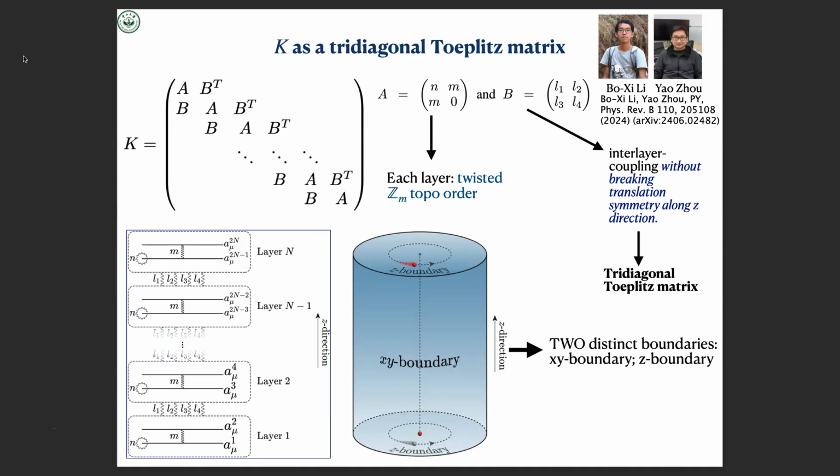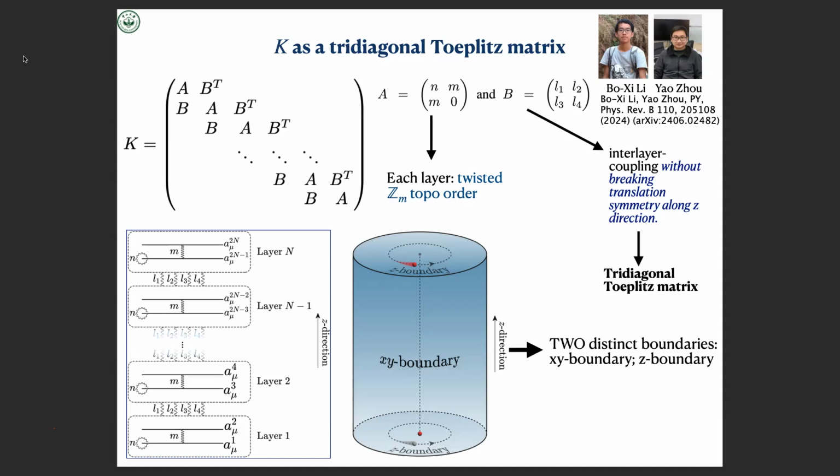Before we add this B matrix, this A describes the topological order for each layer, and then on top of that, we add this B matrix. This B matrix describes the intercoupling without breaking translation symmetry along the z direction. And there is a very important point that this B is local.